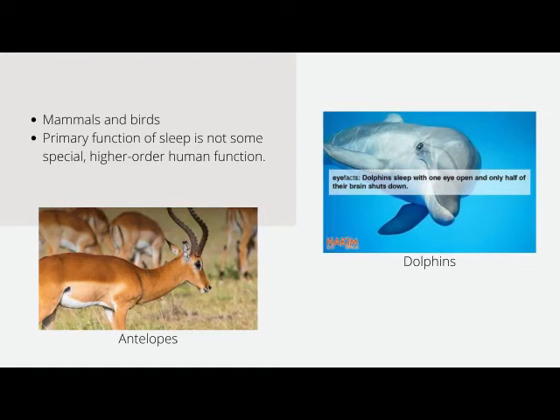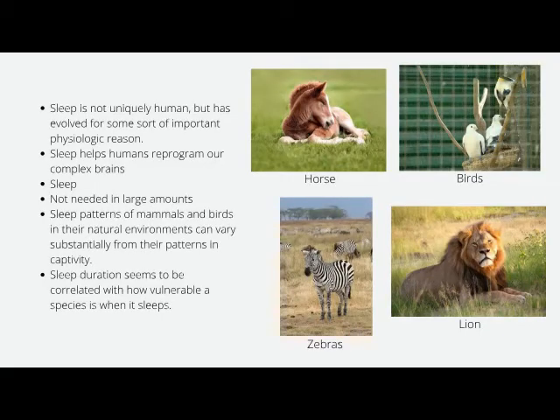It is against the logic of natural selection for some animals to risk predation while sleeping and for others to have evolved complex mechanisms to permit them to safely sleep unless sleep itself serves some critical function. Second, the fact that all animals sleep suggests that sleep is not uniquely human, but has evolved for some sort of important physiologic reason. For example, suggestions that sleep helps humans reprogram our complex brains or that it permits some kind of emotional release to maintain our mental health are improbable in view of the comparative evidence.